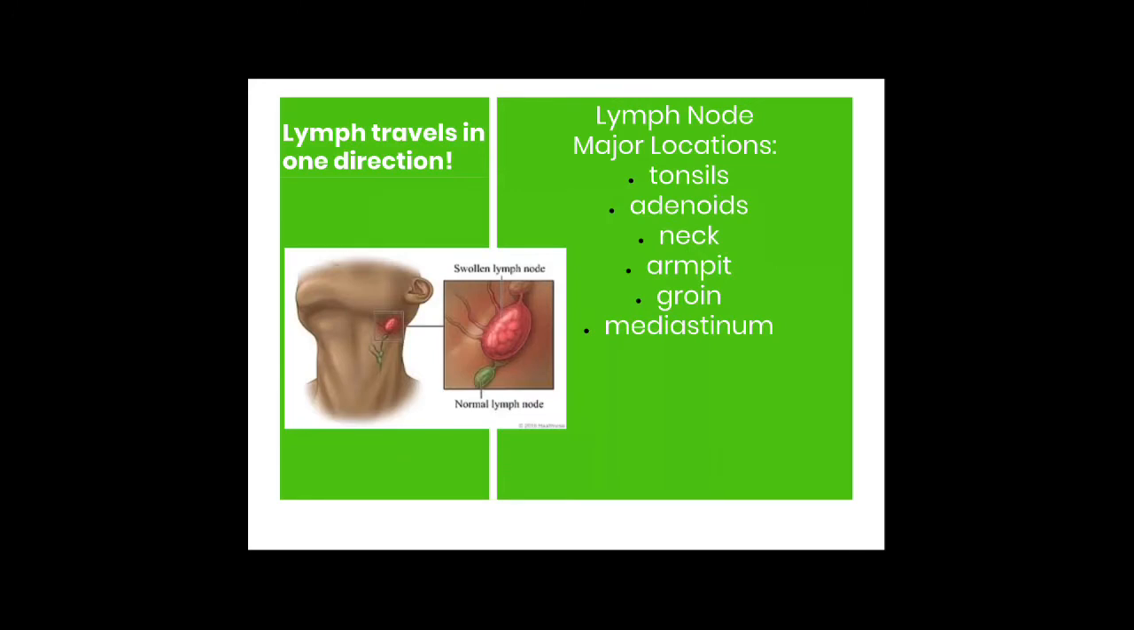So the lymph node locations, I'll show a picture at the end of this, but these are the major locations: tonsils, adenoids, neck, armpit, groin, mediastinum. But like I said, I'll show you a picture so that you can see this better.